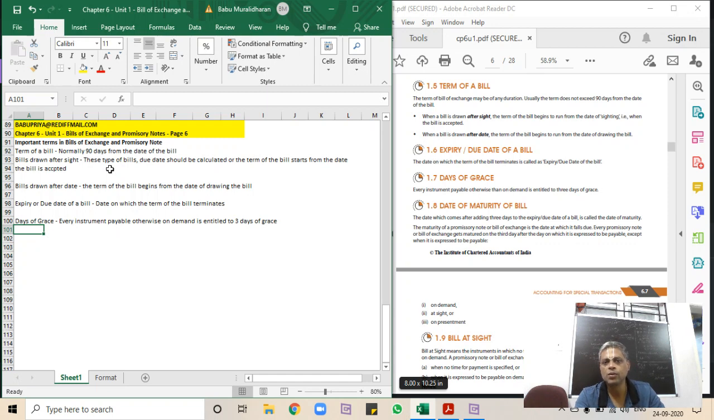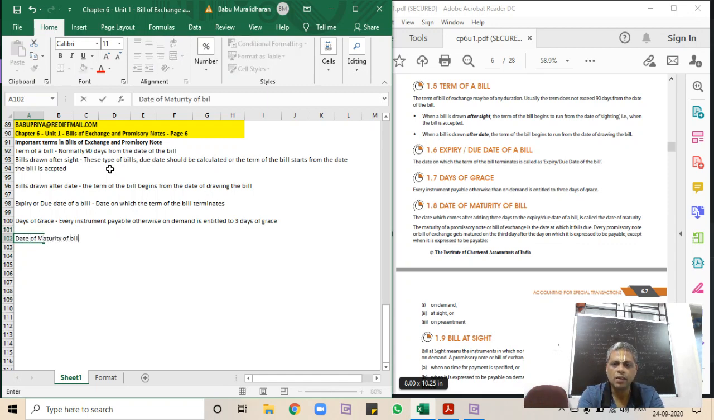Either way, it becomes due in 90 days' time, and the expiry date will be 3 days from the date on which it is ending. But if the bill is drawn to be payable on demand, it should be paid immediately. There are no days of grace.